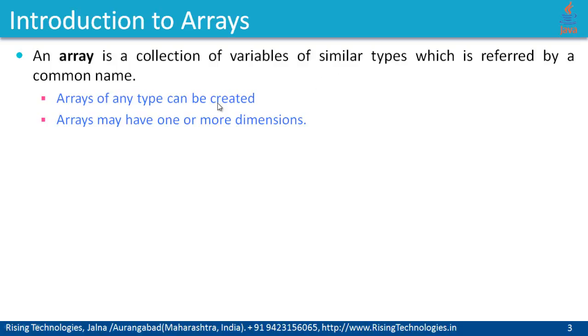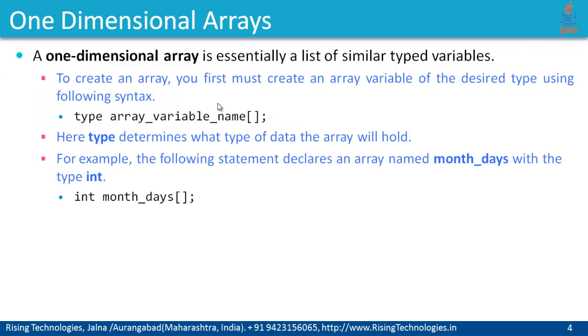An array may have one or more dimensions. So let's have a look at one-dimensional array. A one-dimensional array is essentially a list of similar type variables. To create an array, you first must declare an array variable of desired type using this syntax. First you need to specify the type, the name of the array variable, and then this array notation. Here this type determines what type of data this array will hold.